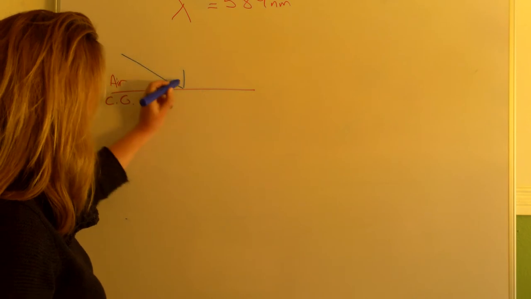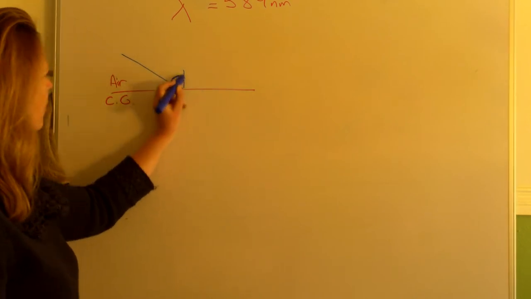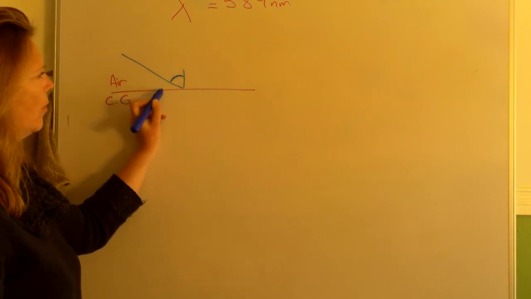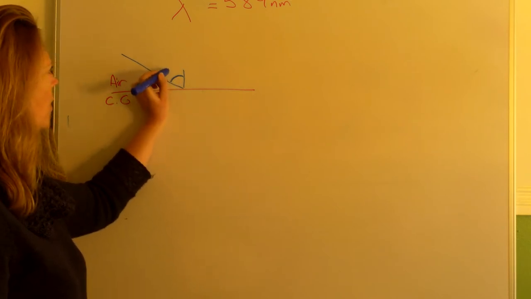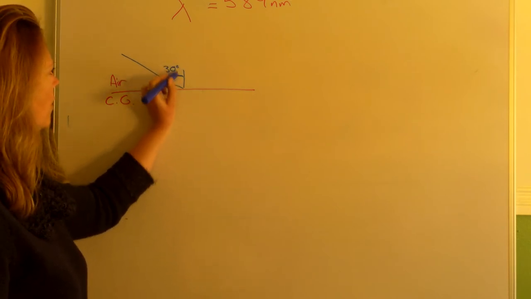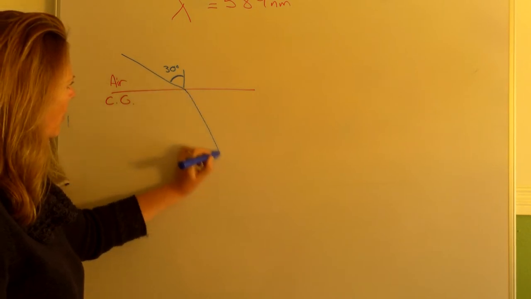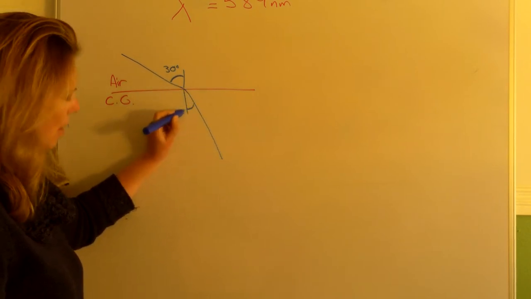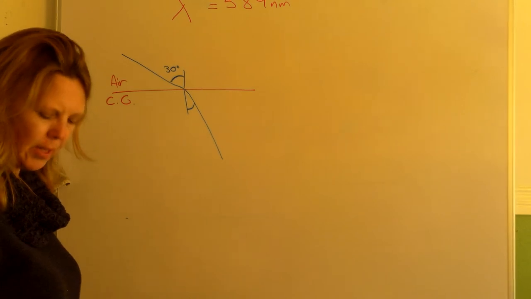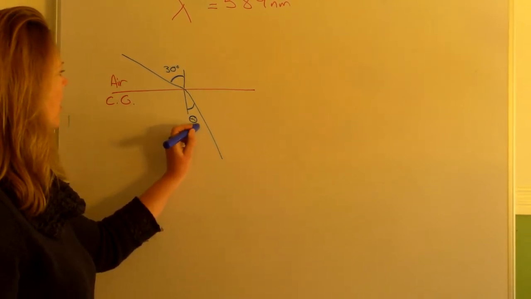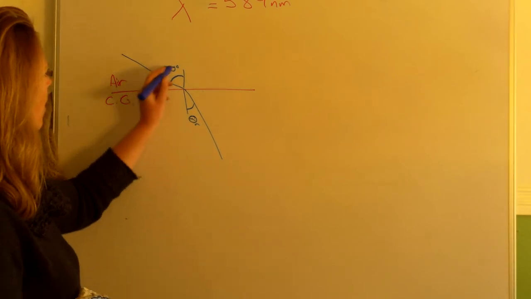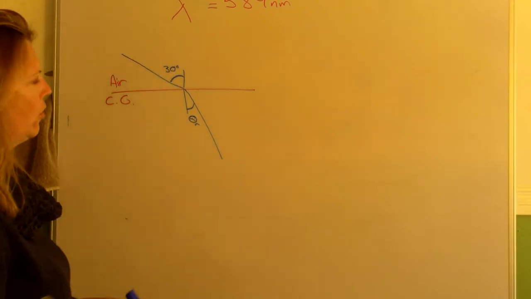Now, when they say 30 degrees, they mean this angle. You would think they'd use this angle, but it's sort of weird. Snell's law does not use this angle, it uses this one. So this is 30 degrees, and it's going to bend. Okay, and the question is, find the angle of refraction. So that would be this one. So I'm going to call this 1, and call this 2.